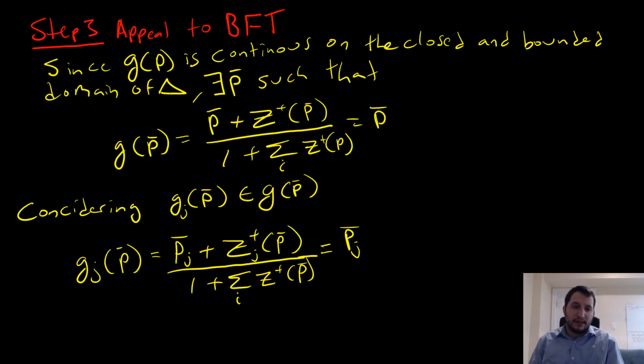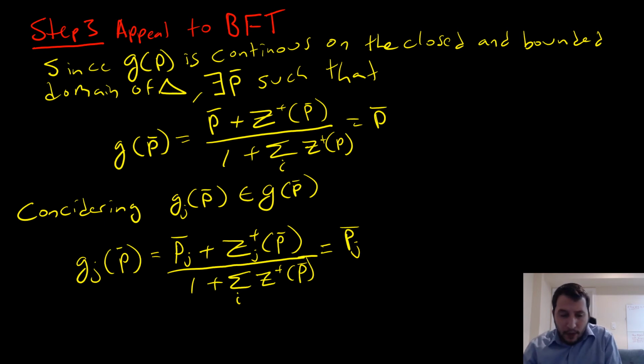Step number 3 is that we're going to appeal to Brouwer's fixed point theorem. Since G of P is a continuous function on the closed and bounded domain of our price simplex, we're going to say that there exists a price vector, P bar, such that if we put this price vector into our mapping, it's going to spit out this price vector.